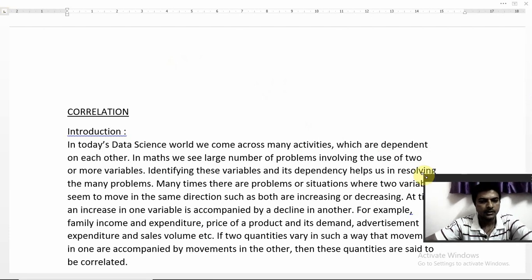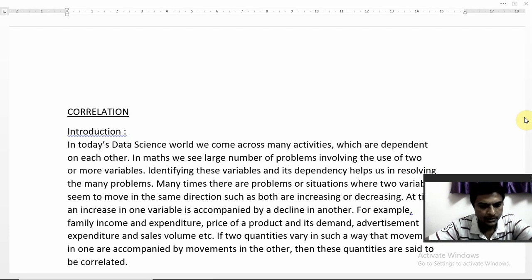Okay, here we start. In today's data science world, we come across many activities which are dependent on each other. Yes friends, just like you are dependent on your parents and on your teacher, you depend on someone. With this you can see there will be a dependent variable. Then there are some things which are independent variables, like the exam: you just have to appear for the exam and keep studying and practicing problems. So like this, the exam is an independent variable.